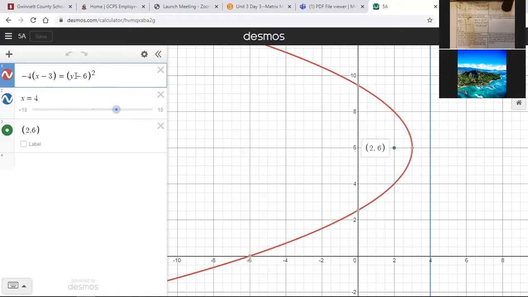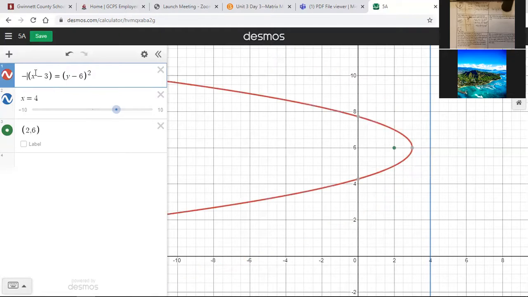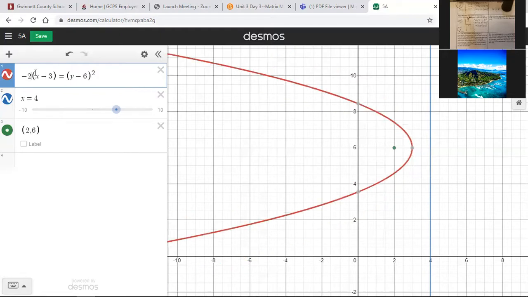Now, this is what I'm talking about. If we were given that the focus is at (2, 6) and the directrix is at x equals 4, let's say I got this number wrong. Let's say I did a +2. Okay. So I graphed this parabola with +2, or -2 instead of -4 like it was supposed to be. And I put the focus and the directrix that I was given. Okay.